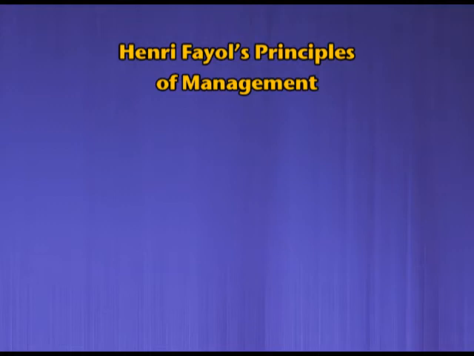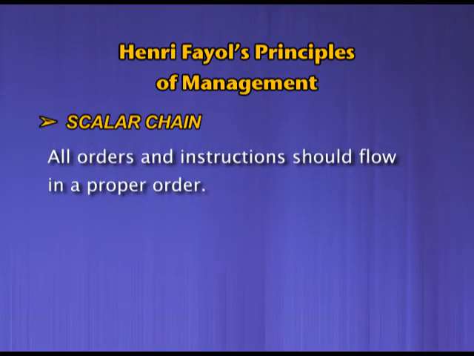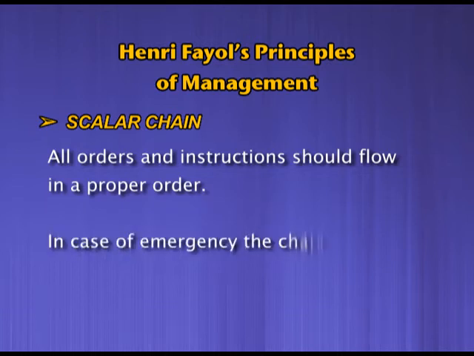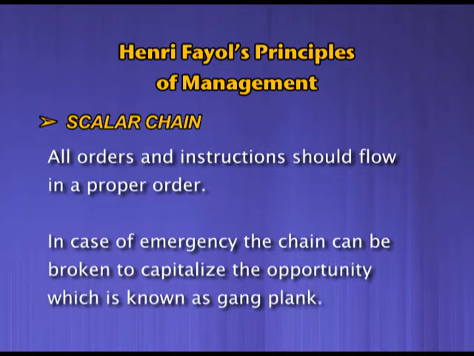Our next principle is scalar chain. All orders and instructions should flow in a proper order. In case of emergency, the chain can be broken to capitalize on opportunities, which is known as gangplank. Mr. Henry Fayol says that in an organization, there should be a hierarchy. It means there should be the establishment of a relationship between the employee and the employer, that is known as superior-subordinate relationship. So whenever any subordinate is getting an order, it should come in a proper way.